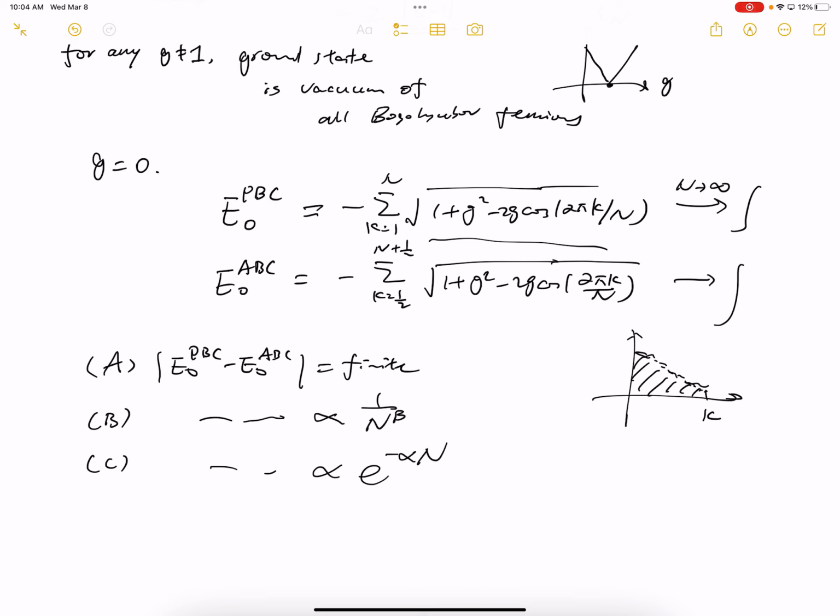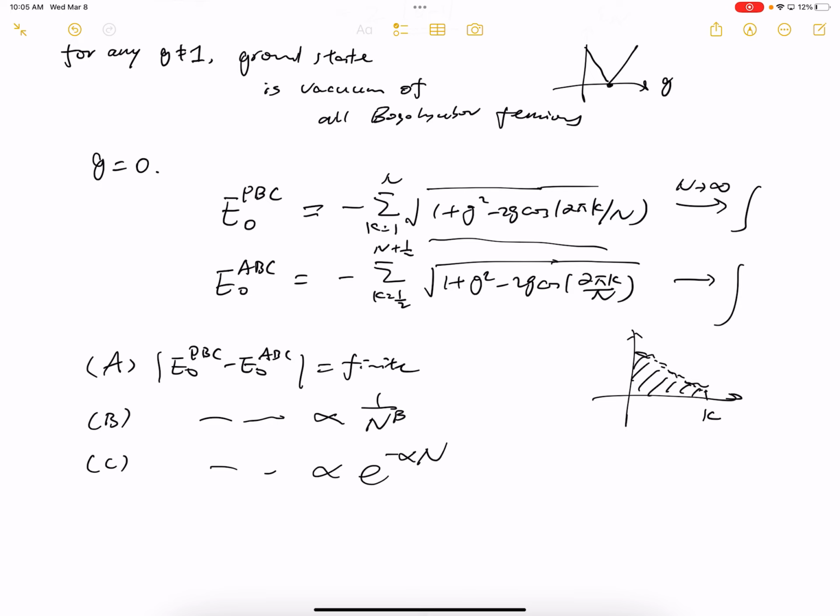Because I thought, even though I know it's going to vanish in the large n limit, I'm making a finite difference. So one is integer, the other one is half integer. But if you really try to do a numerical calculation, even just using Mathematica, you'll be surprised to find that the difference goes exponentially.